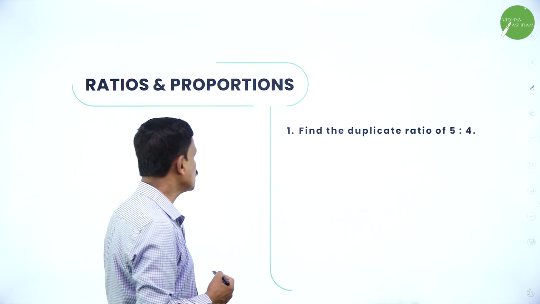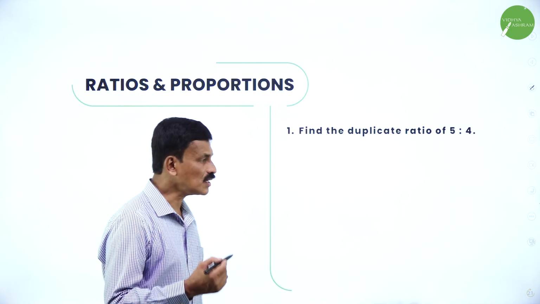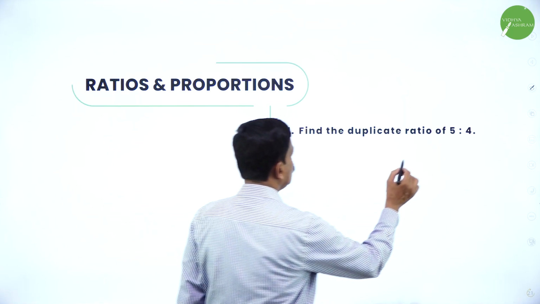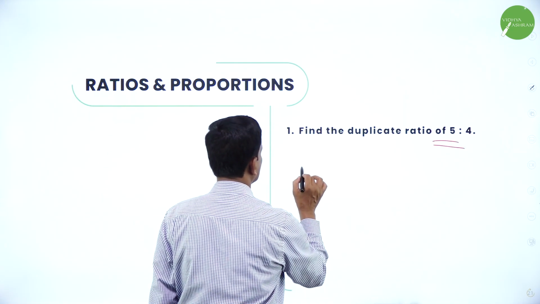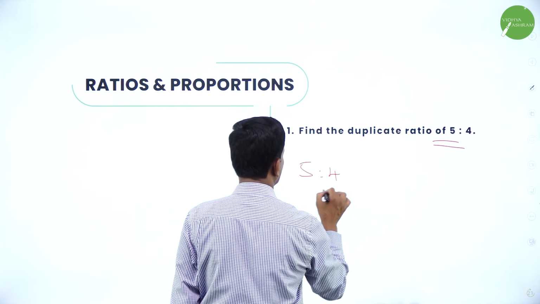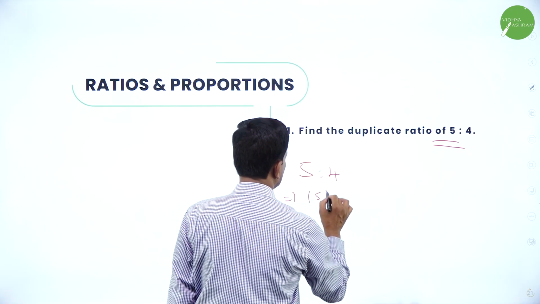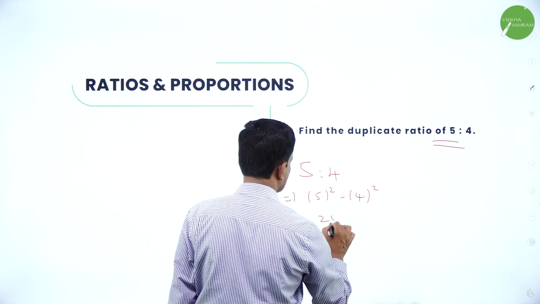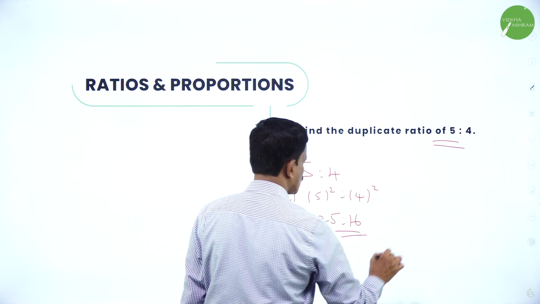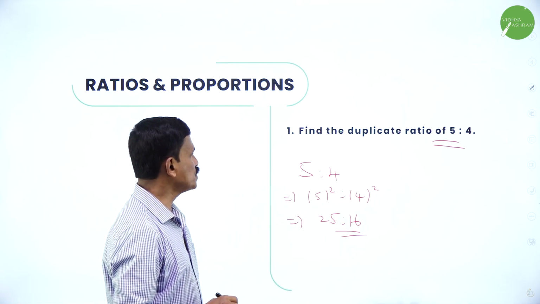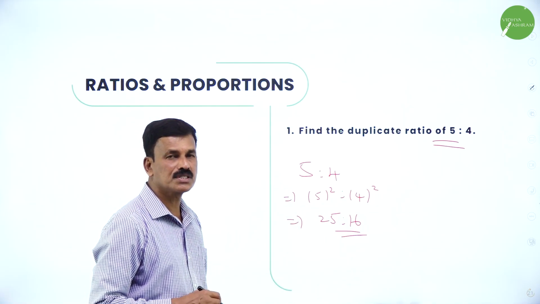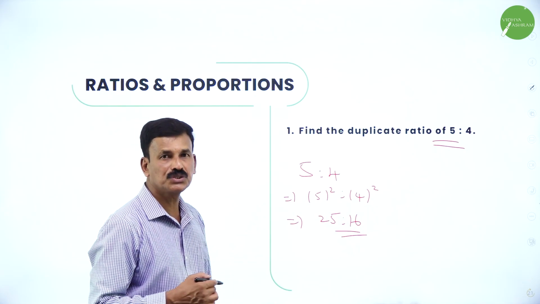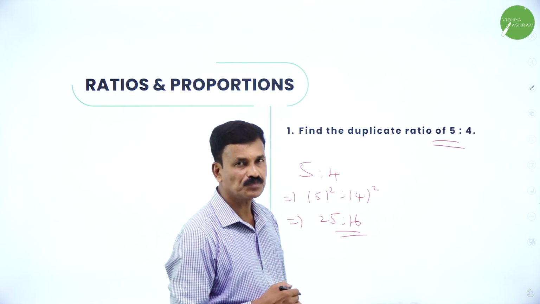Now, move on to the next problems. Let us take an example. Find the duplicate ratio of 5:4. So, the duplicate ratio of 5:4 is 5 square is to 4 square. That is nothing but 5 square is 25, 4 square is 16. Just square it. So, 25:16 is the duplicate ratio of 5:4. Okay. Next.